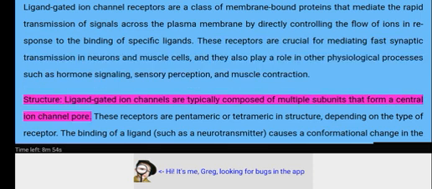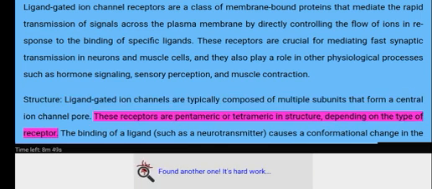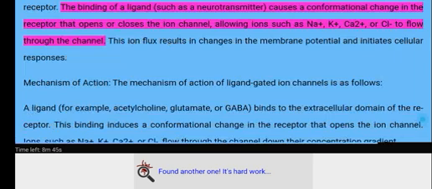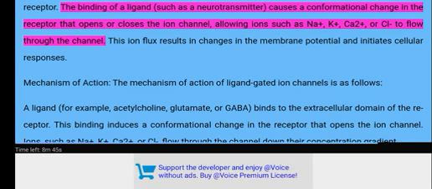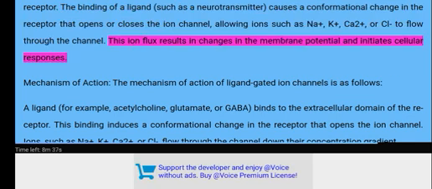Structure. Ligand-gated ion channels are typically composed of multiple subunits that form a central ion channel core. These receptors are pentameric or tetrameric in structure, depending on the type of receptor. The binding of a ligand such as a neurotransmitter causes a conformational change in the receptor that opens or closes the ion channel, allowing ions such as Na+, K+, Ca2+, or Cl- to flow through the channel. This ion flux results in changes in the membrane potential and initiates cellular responses.